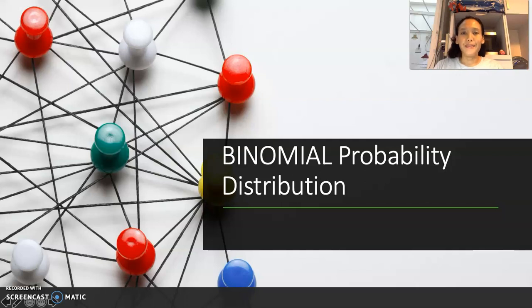Hello everyone. In our last discussion, we talked about random variables and focused on discrete random variables, and also constructing the probability distribution from the discrete random variable. In this session, we will still discuss the discrete random variable, particularly the binomial probability distribution. Now, let us just start our discussion.